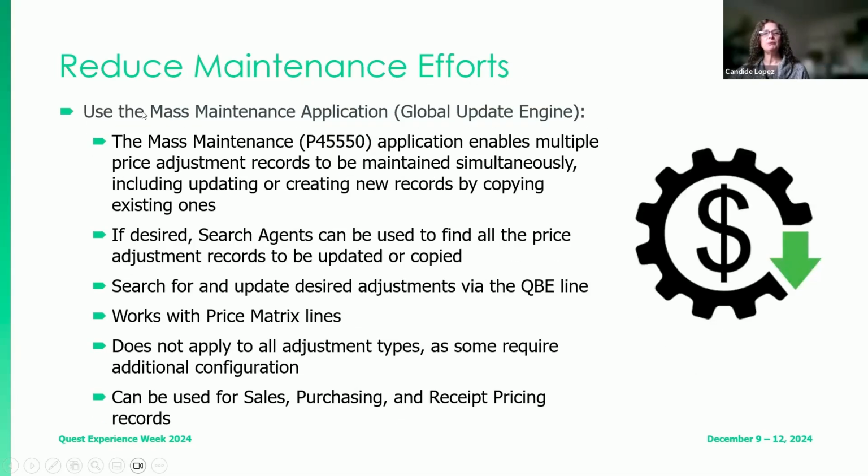So the next one that I'm going to talk to you about is the mass maintenance application. Unlike the price matrix, which is based on override prices, this one is based on all of the price adjustment detail records that are in the P4072 or the F4072 file. So you can use this one to adjust percentages. You can use this to take anything that you want in combinations of customer group and item group and things like that. And again, you can create new pricing records, or in this particular program, you can also copy.